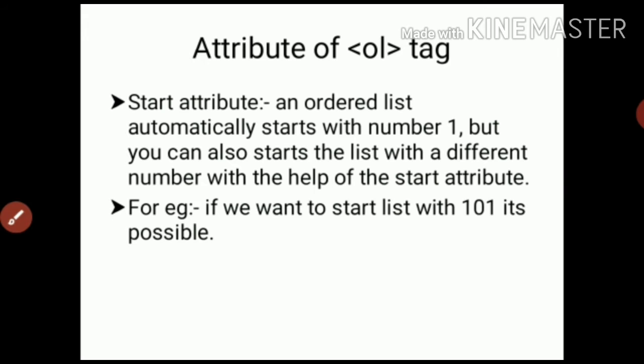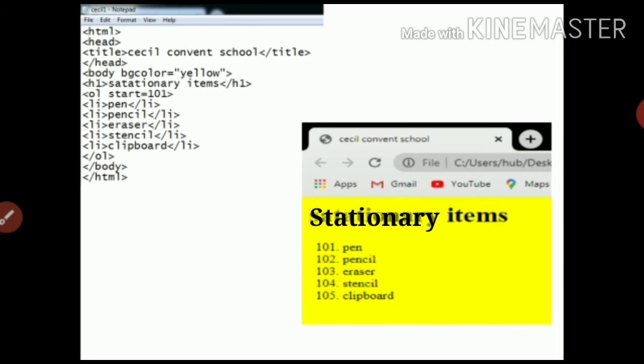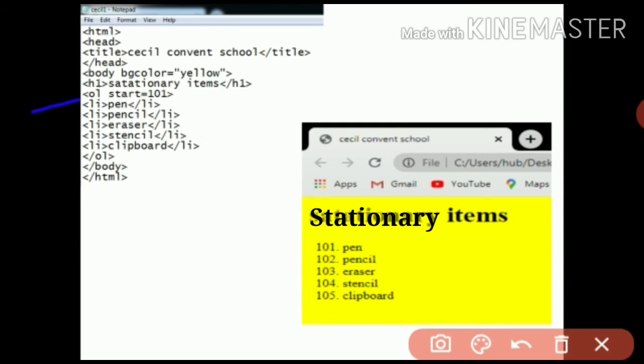This is the attributes of the OL tag. What do you mean by attribute? It means the kind of features that we can use in the ordered list. First is the start attribute. Students, by default, if you want to start your ordered list, it will start with only one. But you can change your value as per your requirement. Suppose I want to start my list with 101. So you need to specify your value over here. Like you can see, I have written here OL start equals 101. So it will start your particular series with 101 and so on.